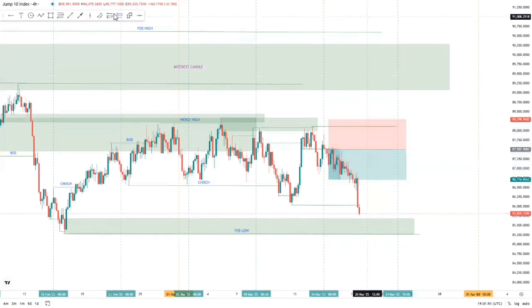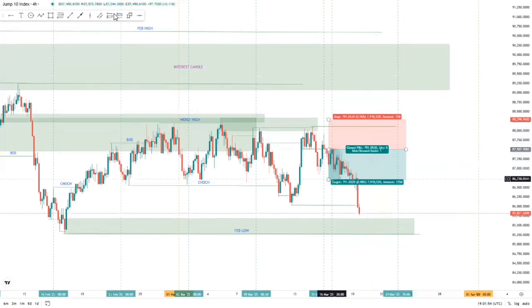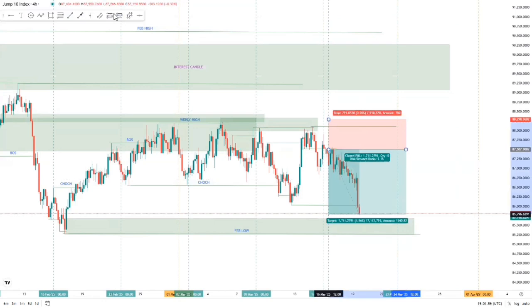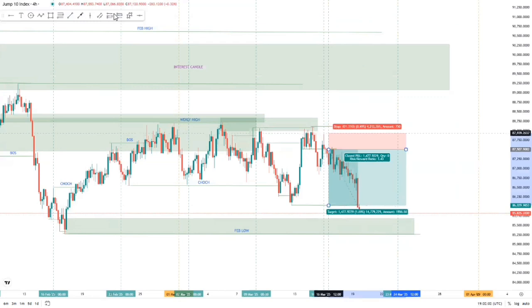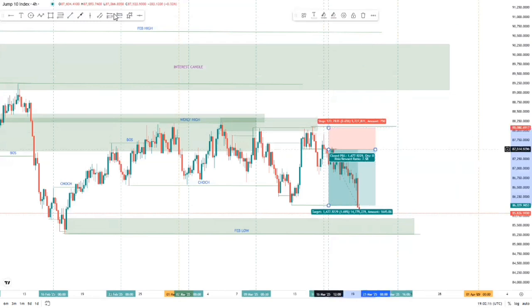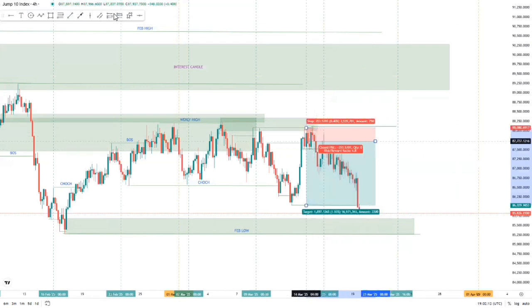I was targeting this week low. I'll go to the 1 hour time frame. My stop loss was around here. So for the first one, it was around here. I was to enter here after sweep of this liquidity.